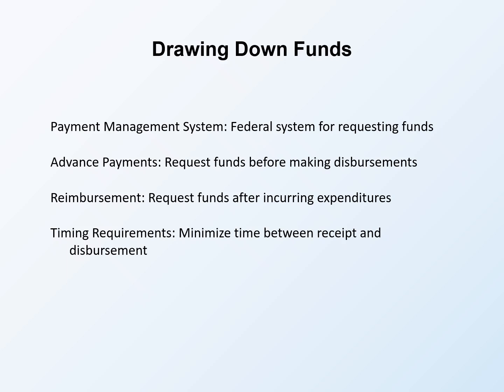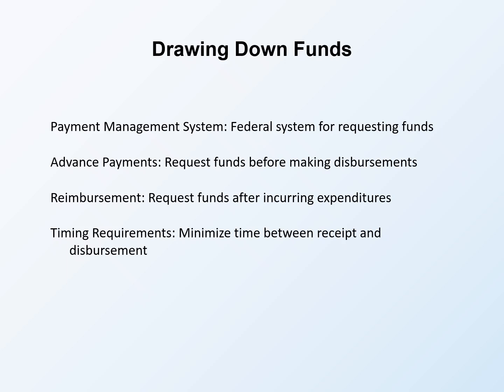Advance payments request funds before making disbursements. You receive federal funds in anticipation of upcoming expenditures. Advances must be timed so that funds are disbursed within a reasonable period, typically within 30 days. Holding advances for extended periods violates cash management rules.